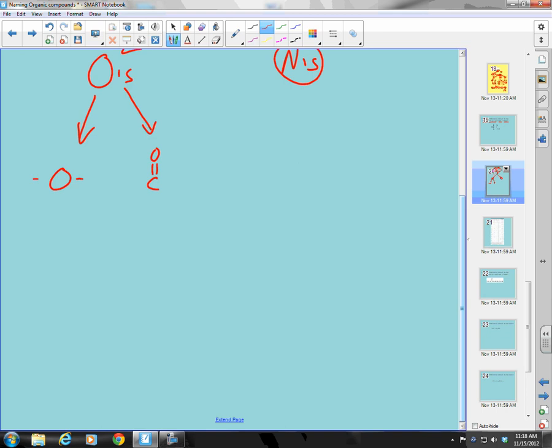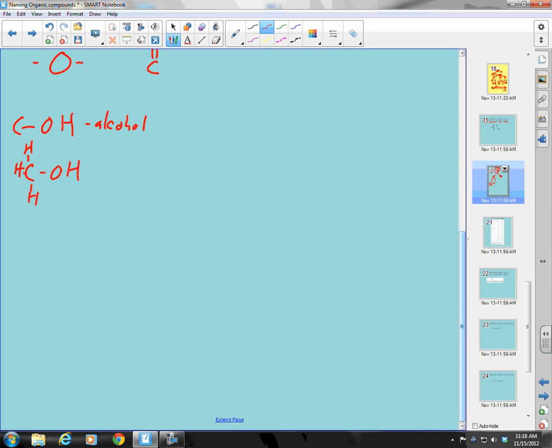So, first one, let's just look at an OH. An OH bonded to a carbon. This is what we call an alcohol, such as CH3 with an OH on it. That's what we'd call methanol. So this is one group.